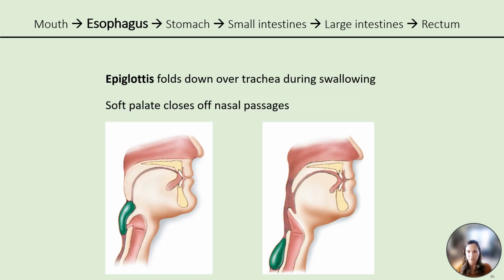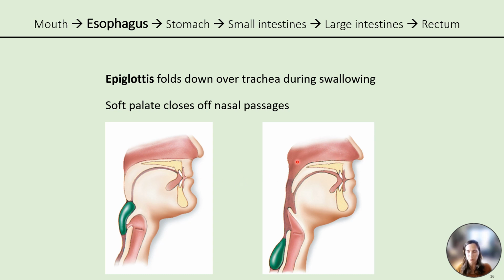So let's look at this. The epiglottis folds down over the trachea during swallowing. And so you can see here, this person is swallowing. The epiglottis, this little flap here, has folded down to block the trachea right here. And then you can also see our soft palate closes off our nasal passage, whereas here it's open.